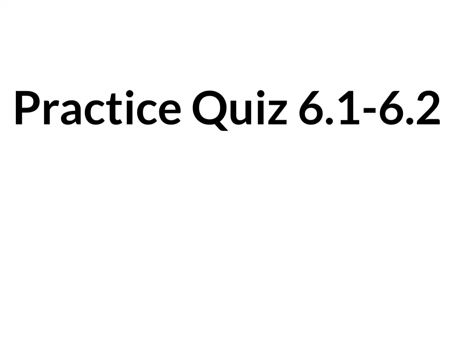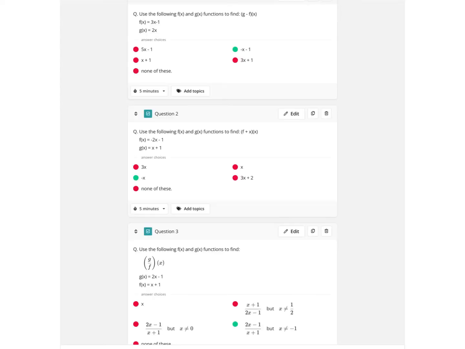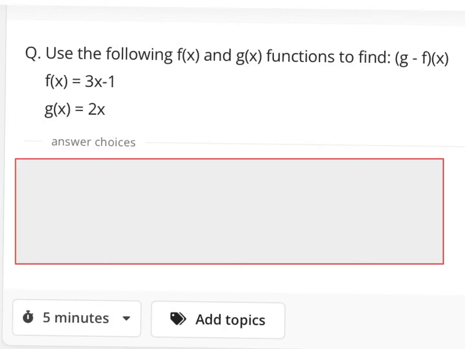So here we are, a practice quiz on the first two sections of chapter 6. Let's take a look at question number 1. They want us to use the following f of x and g of x functions to find g minus f of x. So what we need to do is subtract the f function from the g function. So g first, minus the f second.